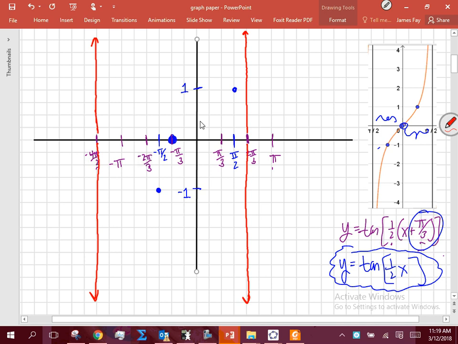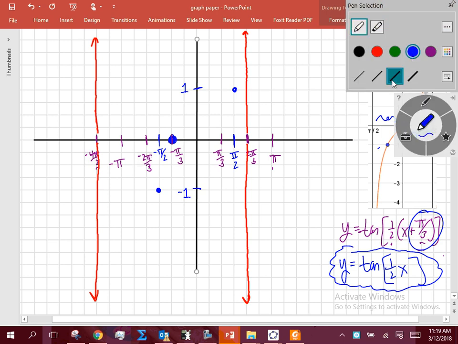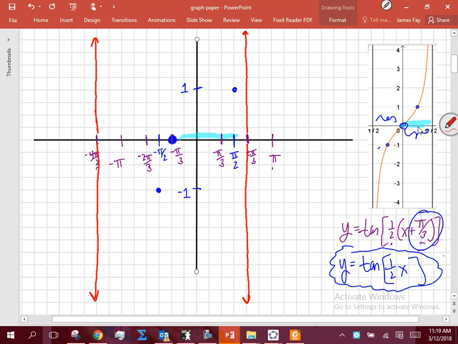Now, here's where you've got some options on how to move these other 2 points. I'll do it this way. You know that in the parent function, halfway in between that interval, you reached your 1, right? So now halfway in between this interval here, we could reach our height of 1. But we've got to figure out what that halfway point is.